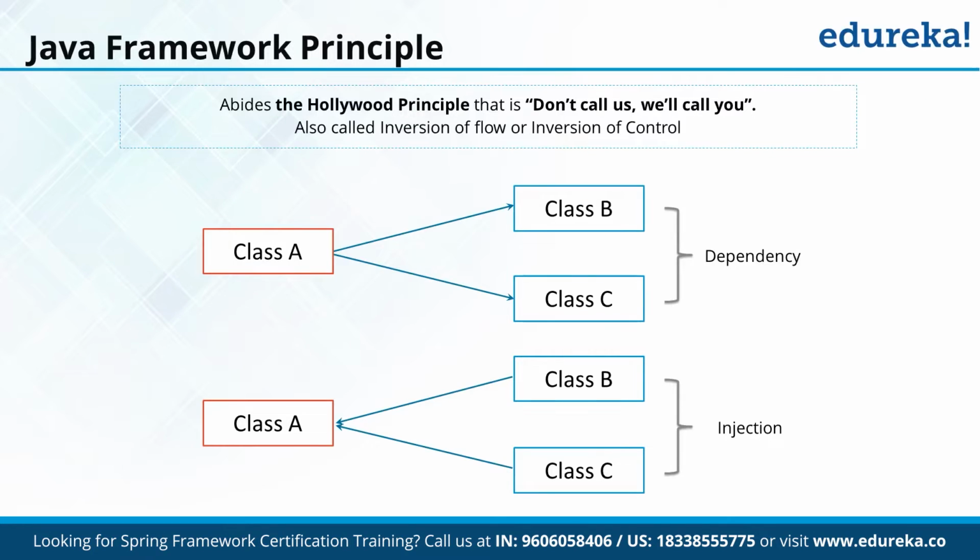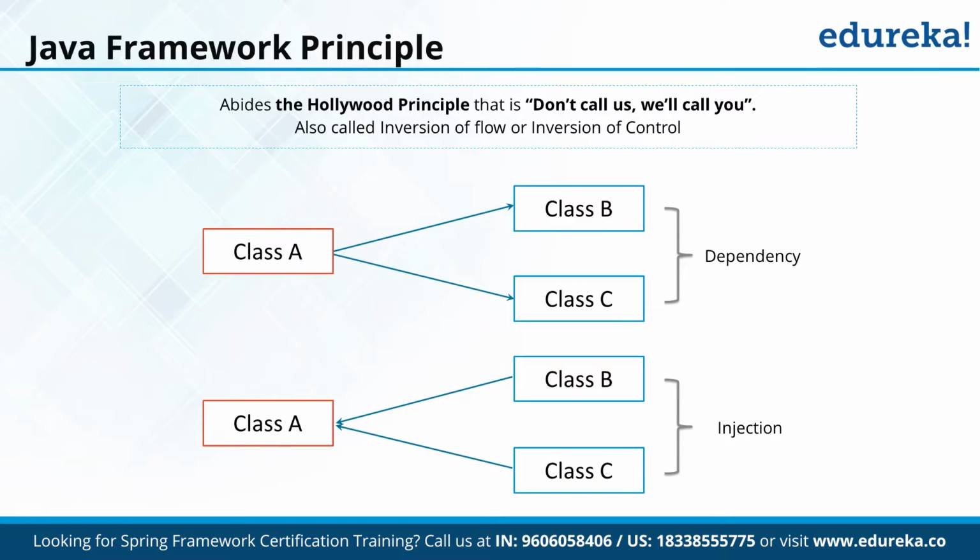All right, so what exactly is the Java framework principle all about? It abides by the Hollywood principle, that is, don't call us, we will call you. It's basically inversion of control that we are talking about. So what does this key principle state? We have some class for which we would traditionally create the object. You write a class and then you create an object. But inversion of control says do not worry about creating the object. The framework is going to create objects for you. You just configure the objects.